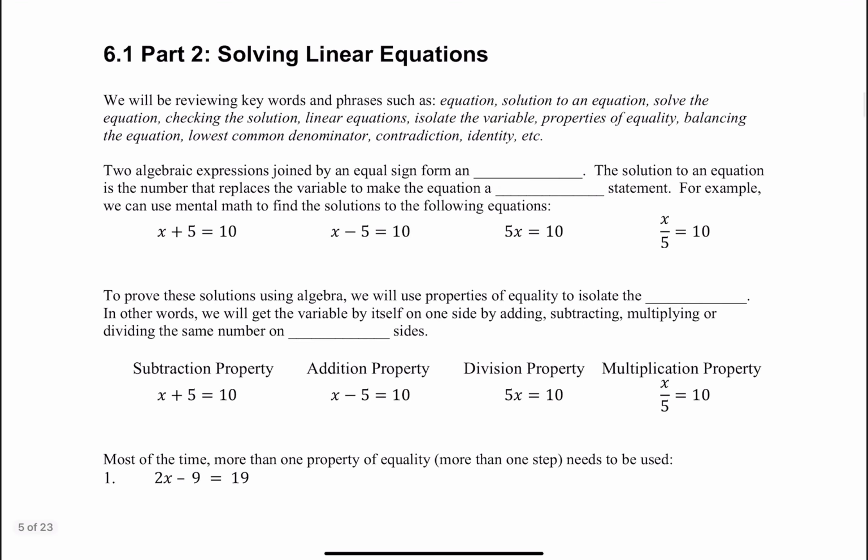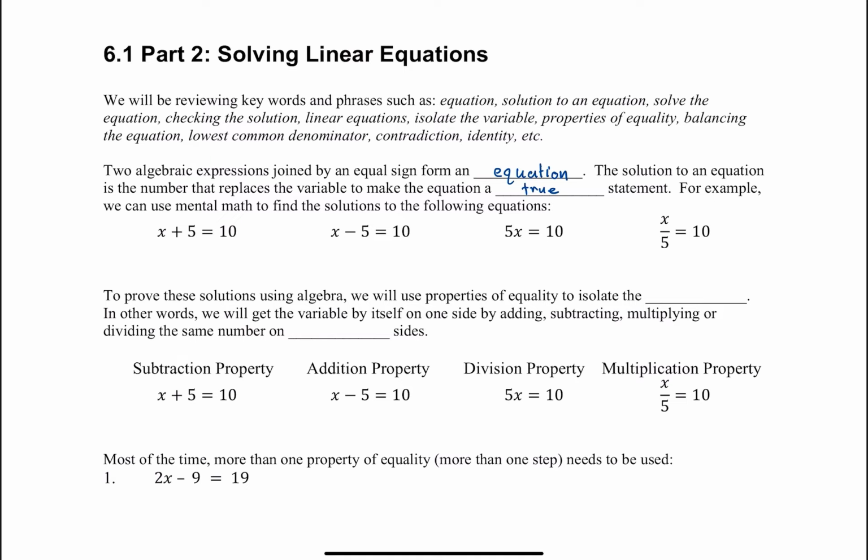So, two algebraic expressions joined by an equal sign form an equation. The solution to an equation is the number that replaces the variable to make the equation a true statement. So it's the value we could plug in, so that both sides simplify to the same quantity or the same expression.